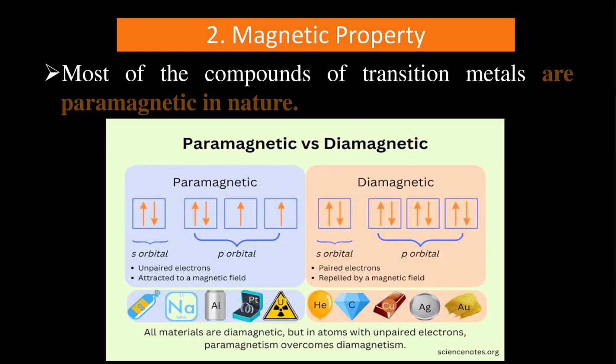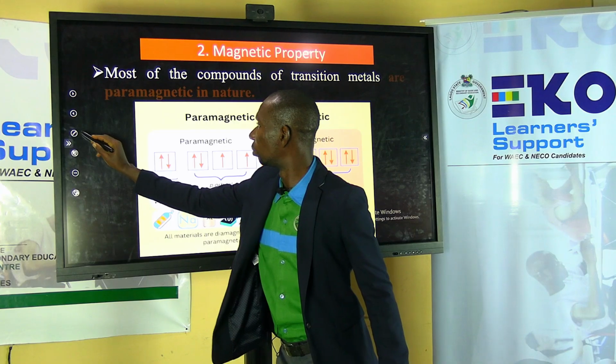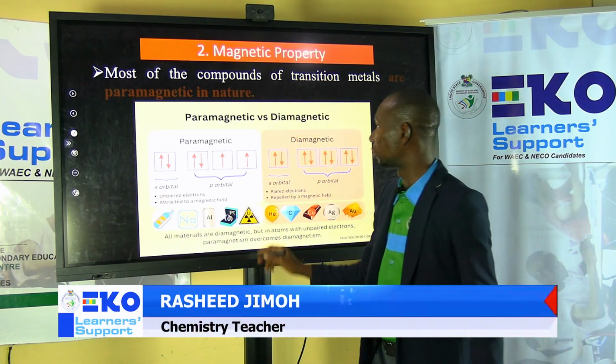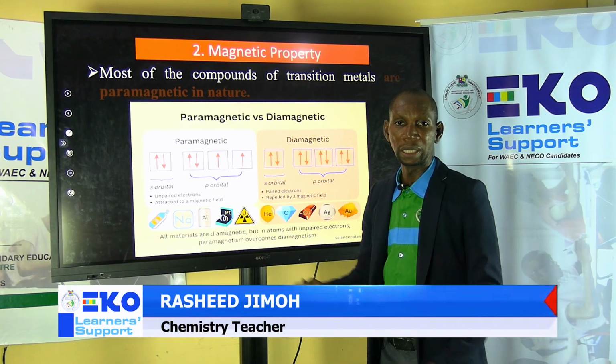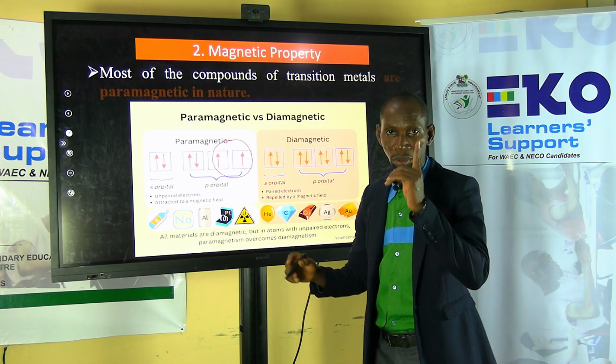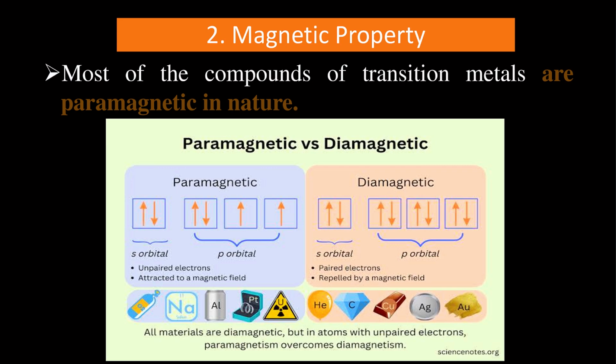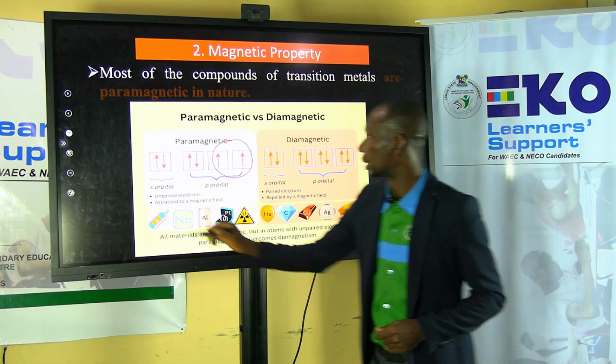Magnetic properties I've already explained, and you can see that paramagnetism is as a result of at least one unpaired electron. This is usually examined, paramagnetic behavior of transition metals. The presence of at least one unpaired electron that is standing singly in the orbital will make that transition metal paramagnetic. But if all the electrons are paired up like this, what you have there is diamagnetism.